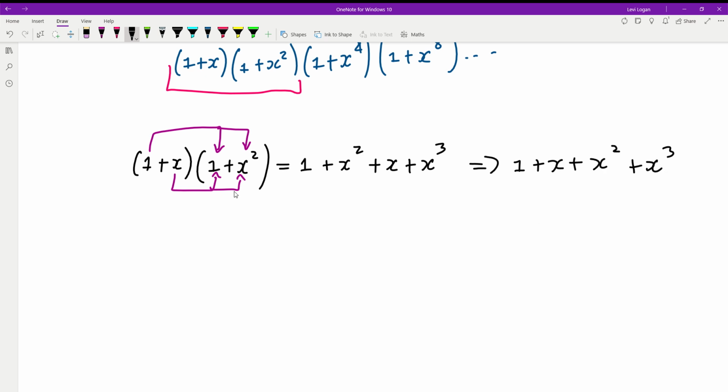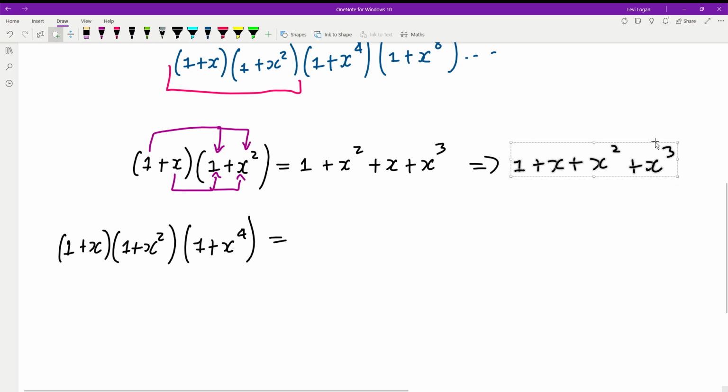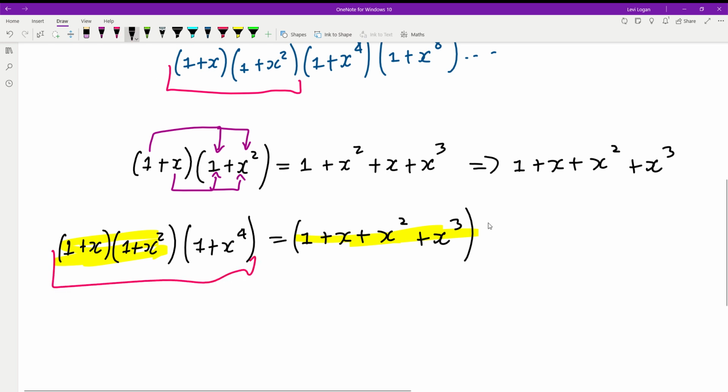Okay, now let's add in the next term. So 1 plus x times 1 plus x squared times 1 plus x to the 4. Now this would be the exact same as multiplying this result by the 1 plus x to the power of 4. So this is the same as this. So that means this should be the same as this.